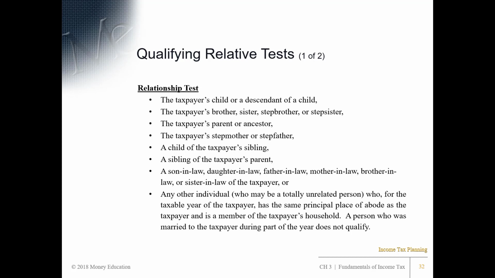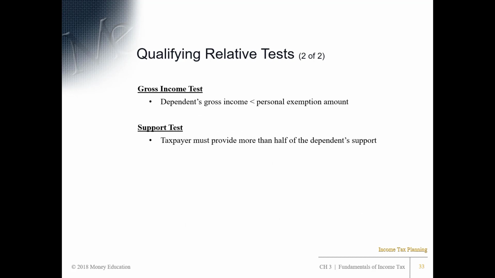So let's say I have my cousin, which doesn't fall in any of these relationship tests, but they meet all the other criteria and they live with me for the whole year and I'm providing their support and they don't exceed the gross income limitation, then they could be my qualifying relative. Or it could be my boyfriend or girlfriend, assuming that they meet all the other tests and I'm providing their support. So the gross income test: the dependent's gross income is less than the personal exemption amount. The support test: taxpayers must provide more than half of the dependent's support.